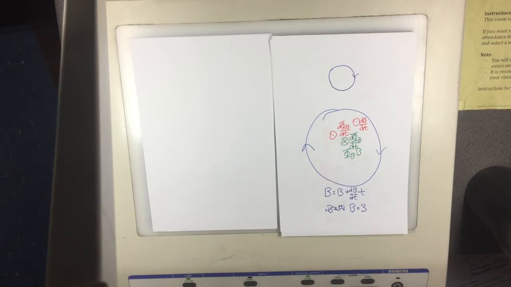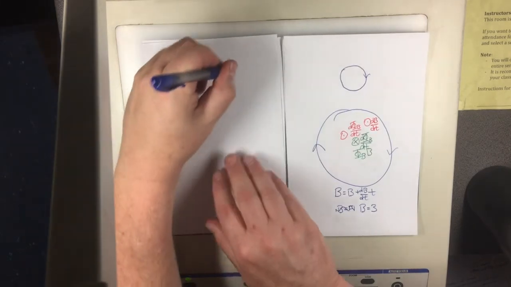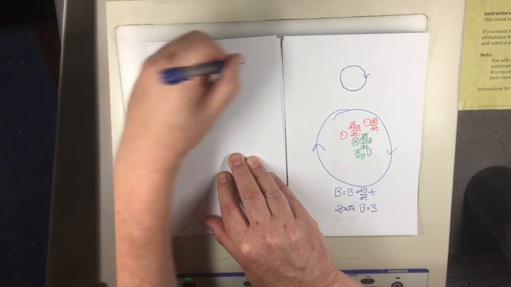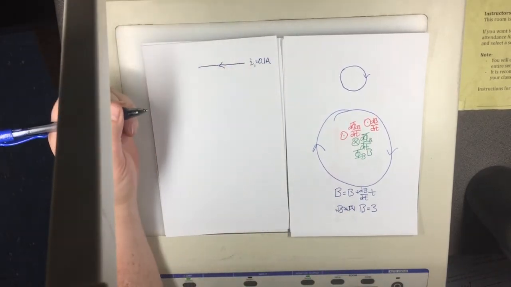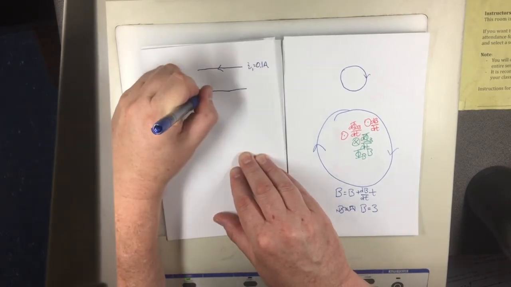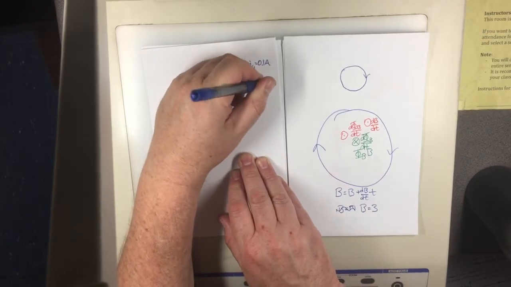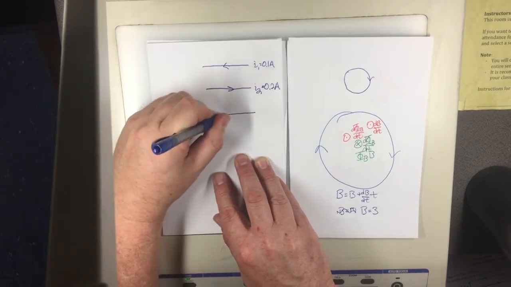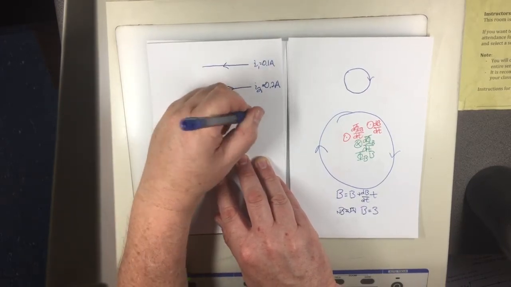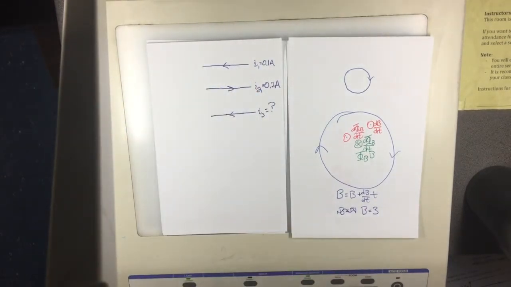All right, problem 3. Problem 3 has 3 wires. First wire goes from right to left, has an I1 of 0.1 amps. Wire 2 is to the right. I2 has a current of 0.2 amps. I3 has a current going from right to left, but I don't know what it is. In fact, I'm looking for that.